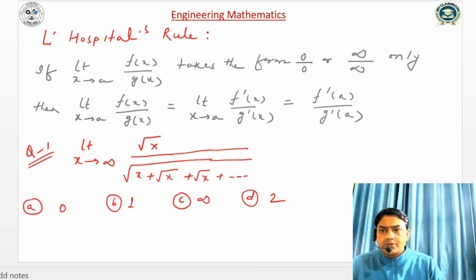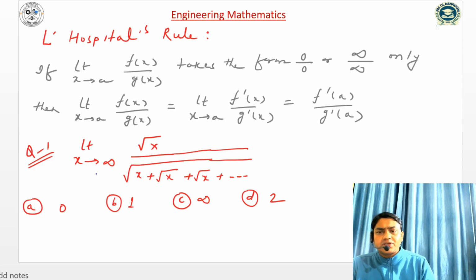The L'Hospital rule says that if a function, in the limit x tends to a, f(x) by g(x) takes the form of 0 by 0 or infinity by infinity, an indeterminate form, then we can use this L'Hospital rule. According to this rule, limit x tends to a f(x) by g(x) is equal to limit x tends to a f dash x by g dash x, and then we can put the value of the limit. So let us take a problem based on this L'Hospital rule.